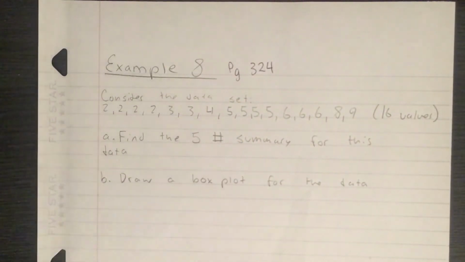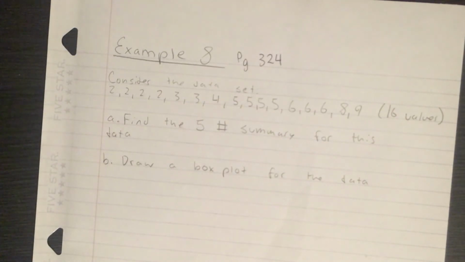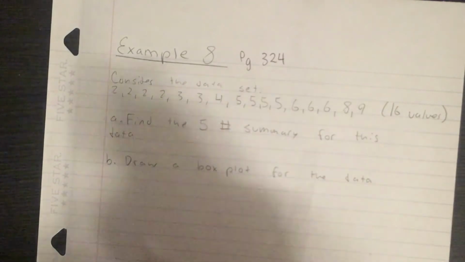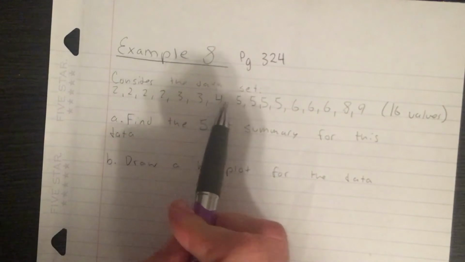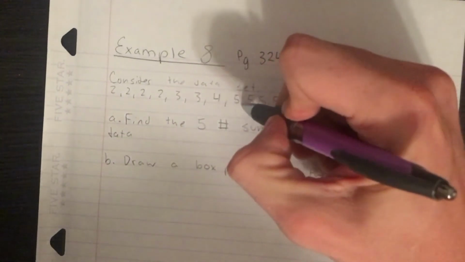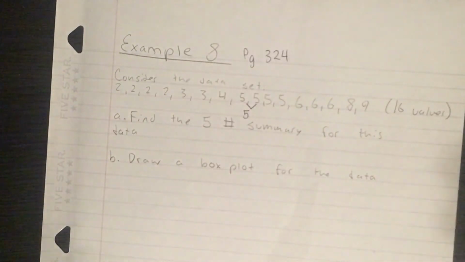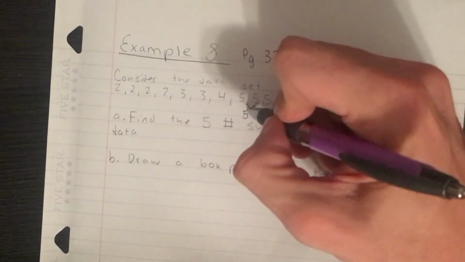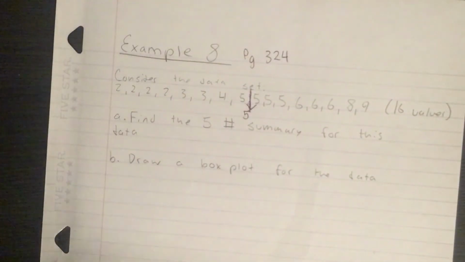On page 324, the first thing we've got to do is draw a box plot, so we have to have a 5-number summary for this data. The first thing is to calculate the median. If there are 16 values, the median occurs between the 8th and 9th values. Between 5 and 5 is the value of 5. This is going to be our median right here. That's what's going to split this data down the middle.